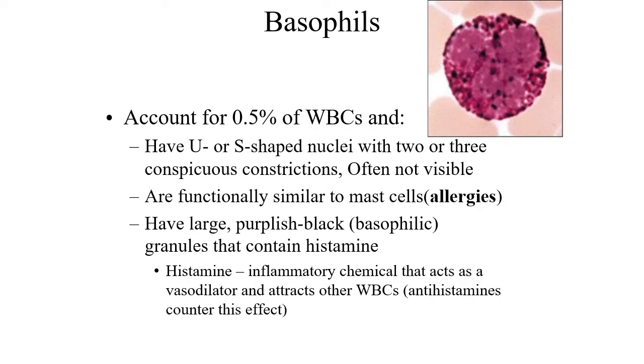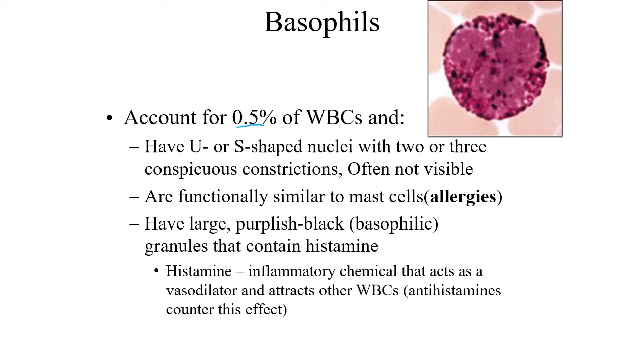Next up, we have our basophils. Basophils are the least numerous of all of our white blood cells, and so they come in at less than 1% of all of the white blood cells. If we were looking at a microscope slide of the blood, it would be difficult to find a basophil. If we were counting 100 cells, we might find one. We may not even find a single cell in that particular area of the slide.